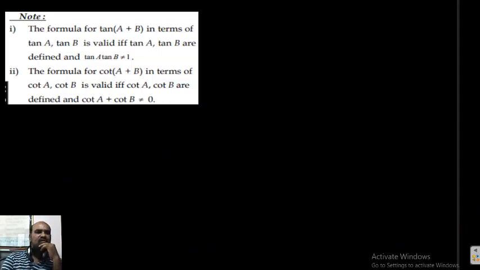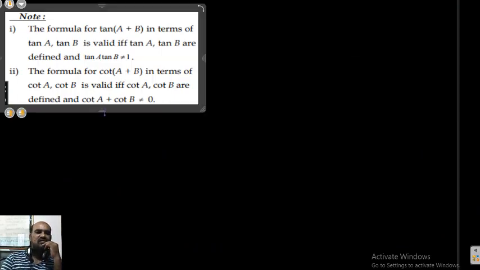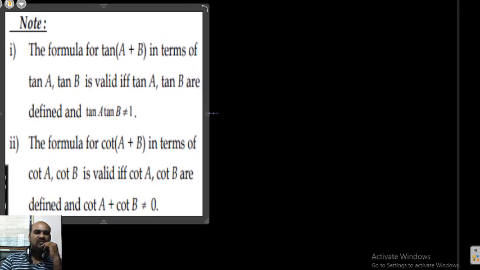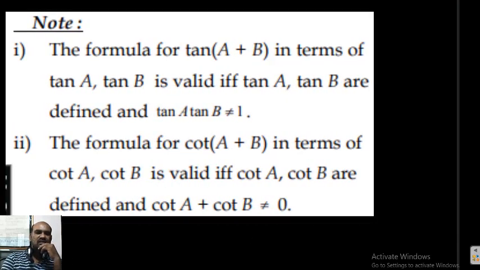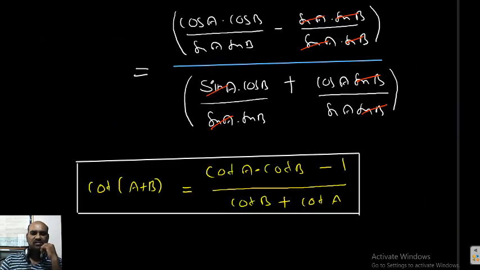Yeah, students, important note here. Just observe. The formula for tan of A plus B in terms of tan A and tan B is valid if and only if tan A and tan B are defined and tan A into tan B is not equal to 1. I will show you why the condition is given.